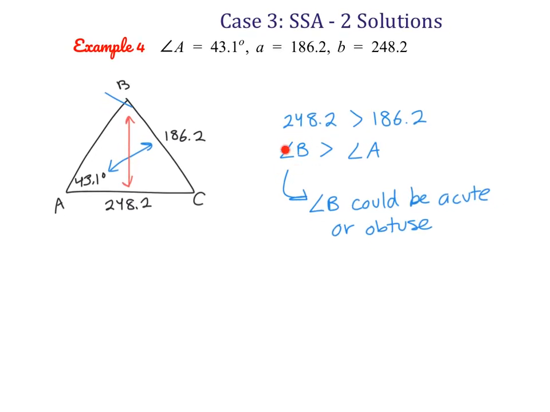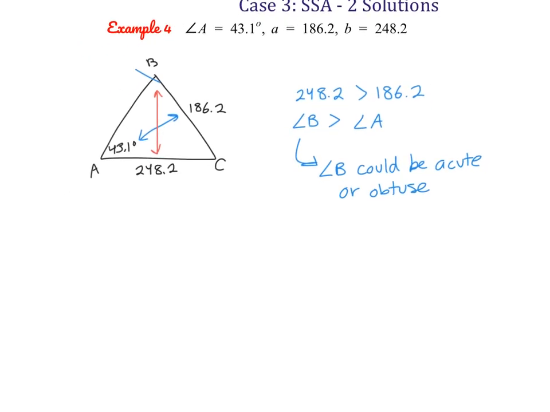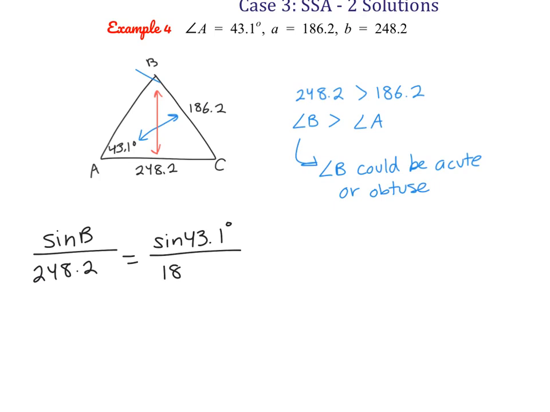So any time that you look at this and you are not positive that angle B is acute, this is when you can expect to have multiple solutions. So let's see if we can find one of the solutions and then we'll find the other. So I'm going to set up my equation. I'll say sine of B over 248.2 equals the sine of 43.1 degrees over 186.2.